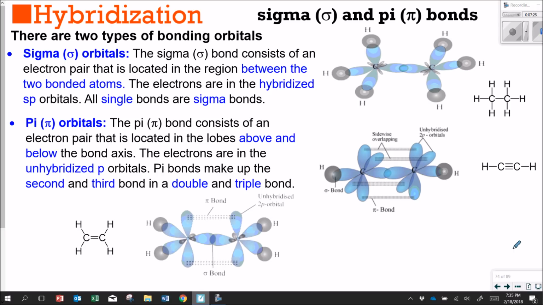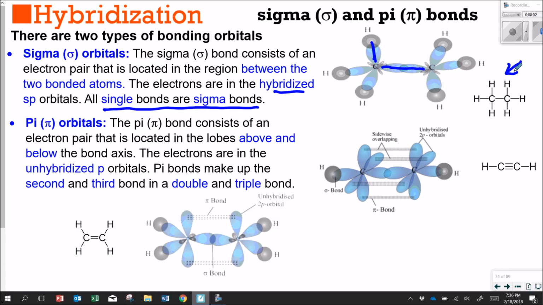There are 2 types of bonding orbitals. We have sigma orbitals, and the sigma bond consists of an electron pair which is located in the region between 2 bonded atoms. The electrons are in the hybridized sp orbitals. All single bonds are sigma bonds. Here we have a sigma bond between the 2 carbon atoms, and we could have a sigma bond between carbon and hydrogen, for example. All the bonds here are single bonds, so they are all sigma bonds.